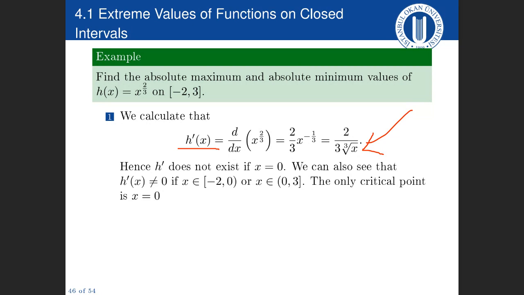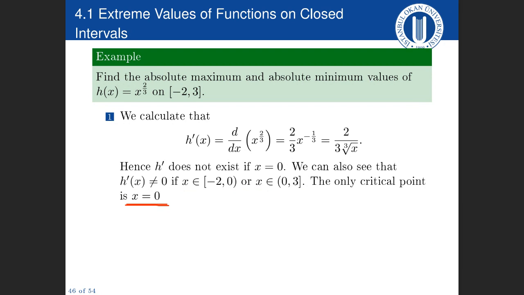So what can we say here? We can say that h prime does not exist if x is equal to 0. And we could also say that h prime is never equal to 0 on the rest of the domain. So there's one point where h prime does not exist, and there are no points where h prime is equal to 0. For this example, the only critical point is x equal to 0.